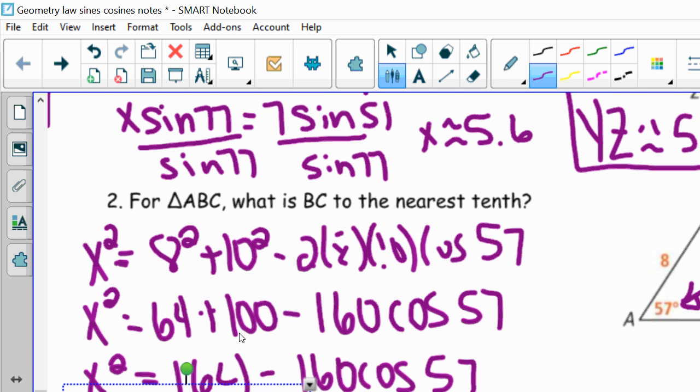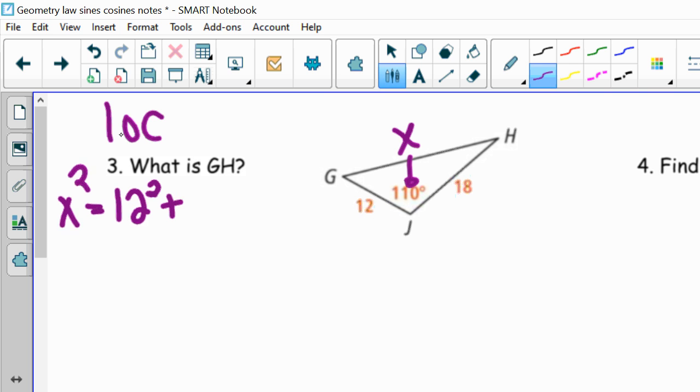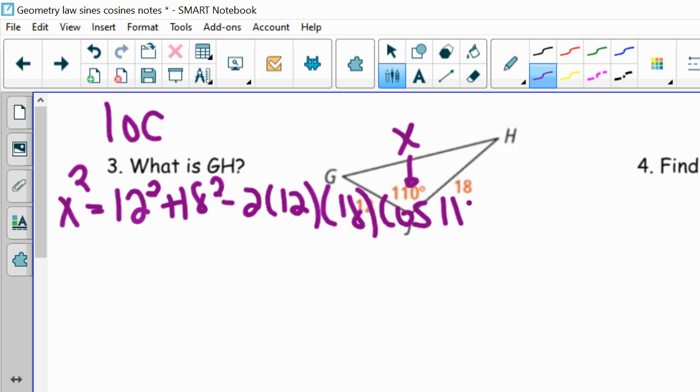So we'll look at the back. Number 3, what is GH? So again, this is my X. I have two sides and only one angle, and I'm looking for the missing side. So again, this is law of cosines. This is LOC, law of cosines. The side that I'm looking for is across from the angle that I have. So again, I would set this up. X squared equals 12 squared plus 18 squared minus 2 times 12 times 18 times the cosine of 110.